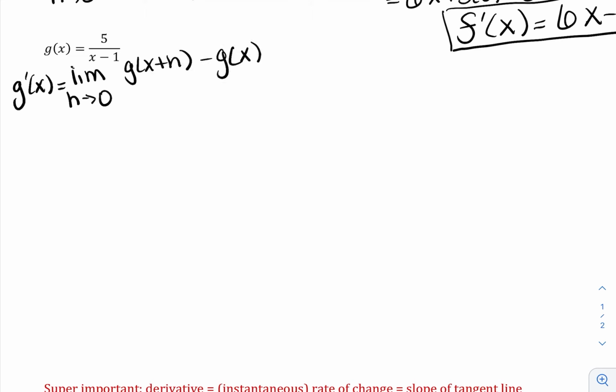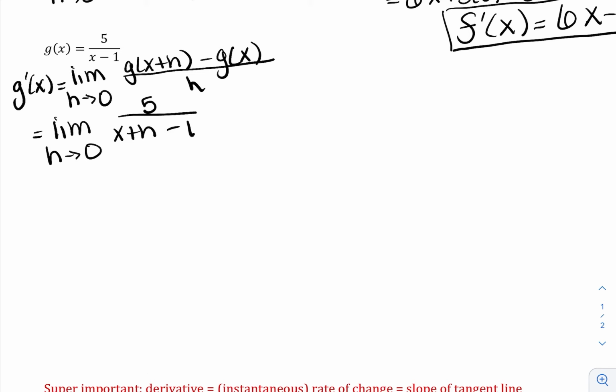And here we have a g. Don't let that confuse you. It's just the name of the function. You could use smiley face if you wanted. And here I'm going to directly start putting things into the formula because the g of x plus h, I really can't do anything much with it. So it's going to become 5 over x plus h minus 1.